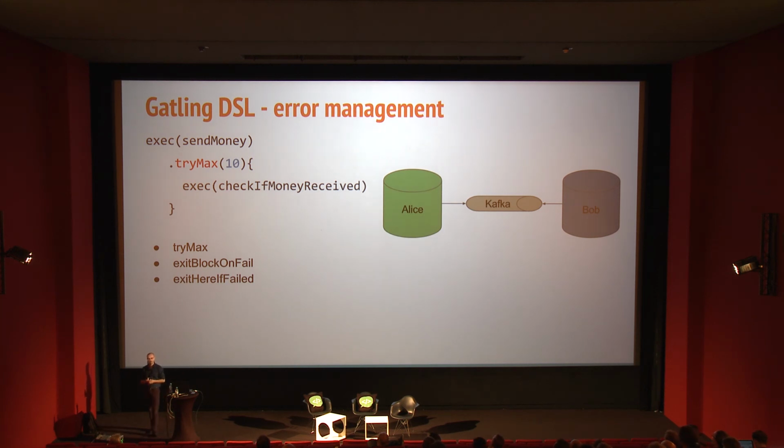TryMax, very useful functionality. Let's say you want to check money transfer from Alice to Bob, but communication between them is asynchronous, for example, via Kafka. So if you want to check if money was received right after sending money, this check could fail simply because the message from Kafka was not consumed yet, but it will be eventually. So this check will pass probably after few retries. You could simply put a pause here instead of TryMax, but this is not a very efficient way, especially in case of performance tests.